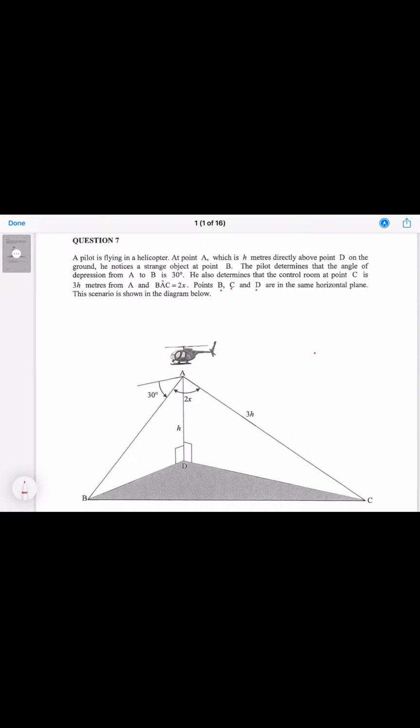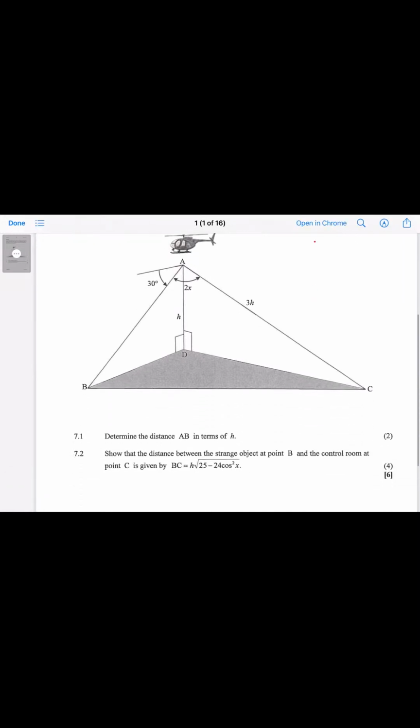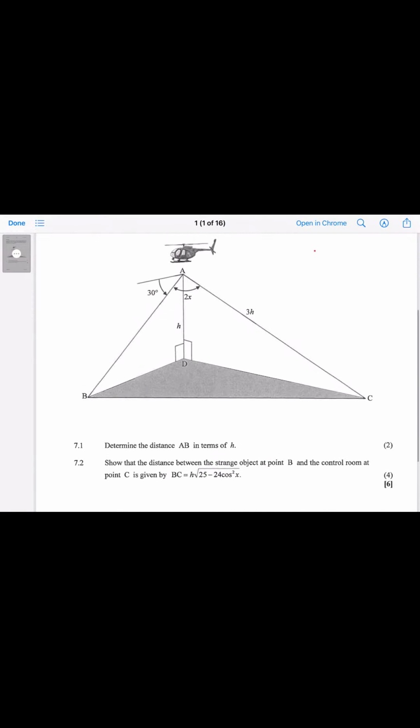So very quickly, let's have a look at the questions and see how far we can go with those questions. We only have two questions. Question number 7.1 says determine the distance AB. Where is AB? Let's see. There it's A, there it's B. So this is the distance that the examiner is talking about. They want you to determine the distance AB in terms of h.